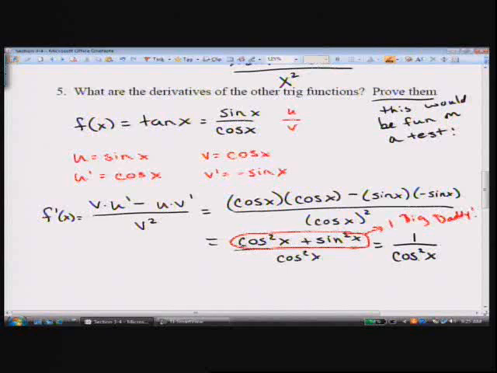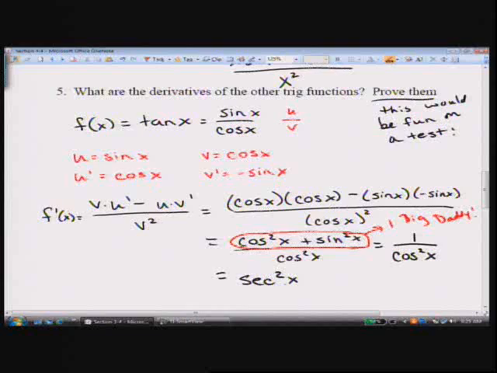Cosine squared x plus sine squared x equals 1. 1 divided by cosine squared x is what? Anybody remember? That's secant. 1 over cosine is secant. So that's secant squared x. So all of this work for us to determine that the derivative of the tangent is secant squared x. Know it, love it, live it, be it.